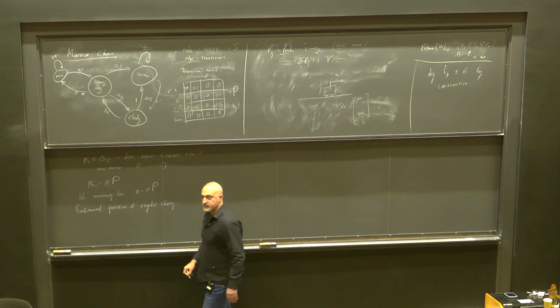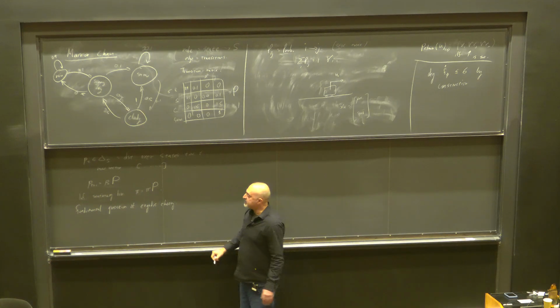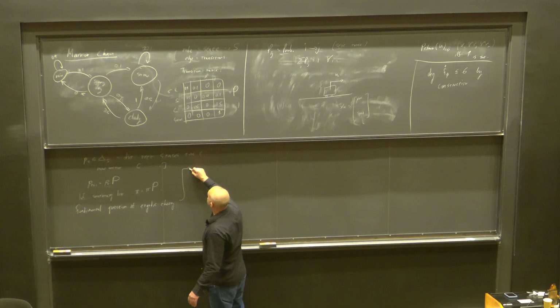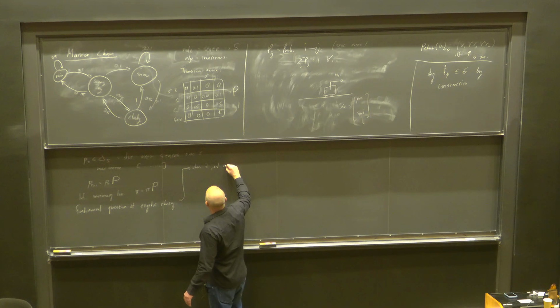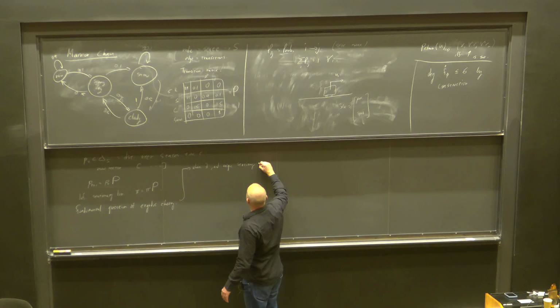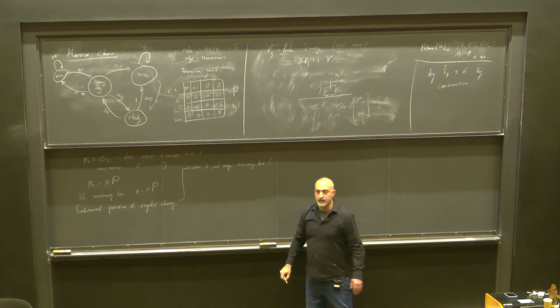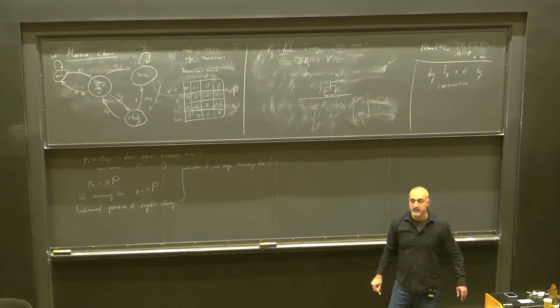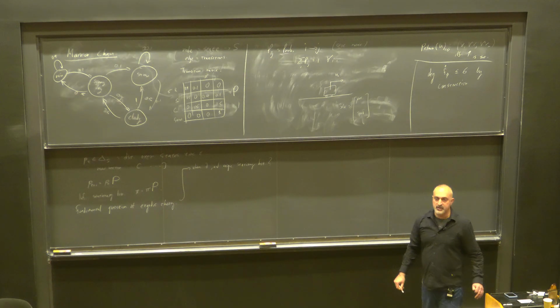And there are probably lots of courses on that in math. So they're asking the following: when does there exist a unique stationary solution? It's not always the case that you have a stationary solution.